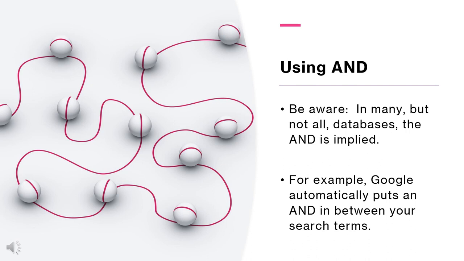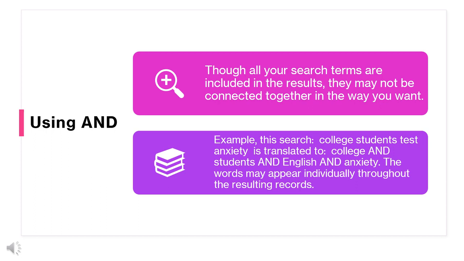When using AND, we should also be aware that in many cases, but not all, databases have an implied AND. For example, Google automatically puts an AND in between our search terms. Though all our search terms are included in the results, they may not be connected together in the way we want. For example, when we search college students, test anxiety, it is translated to college AND students AND test AND anxiety. The words may appear individually throughout the resulting records.